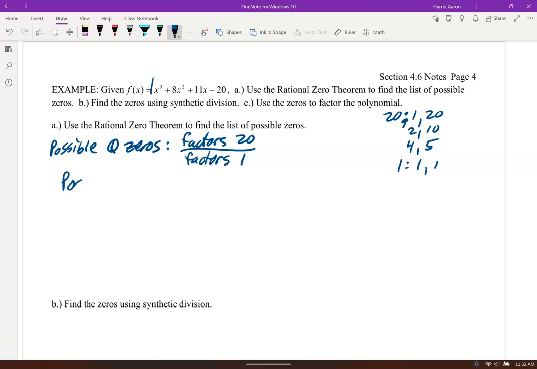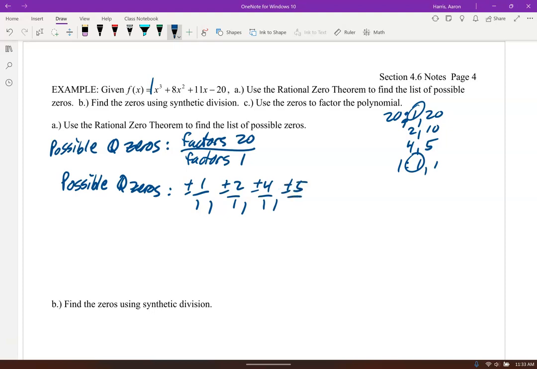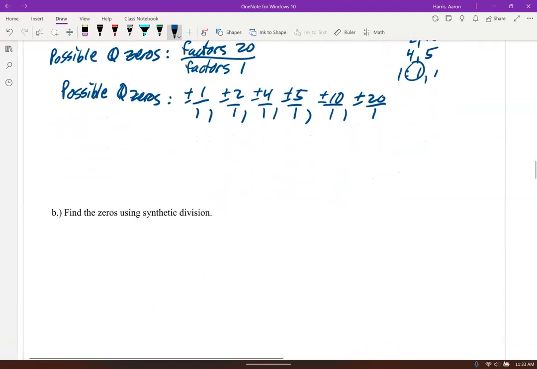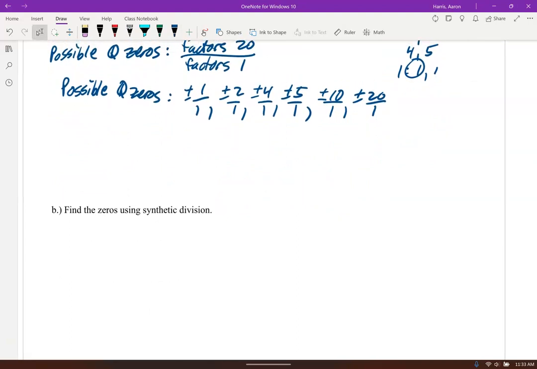So the possible rational zeros, I'm going to start with the 1 over the 1, plus minus 1 over 1. Then 2 over 1, then 4 over 1, 5 over 1, 10 over 1, and finally 20 over 1. Those are all our possible zeros. Of course, I don't need to write them over 1. 1 over 1 is 1, 2 over 1 is just 2. Let's go ahead and test them.